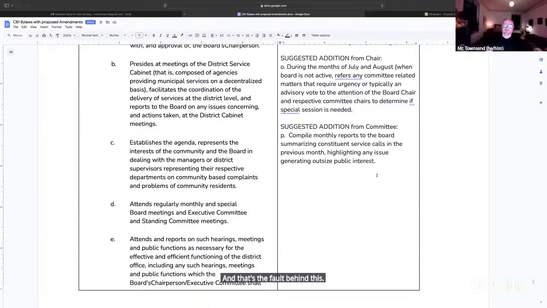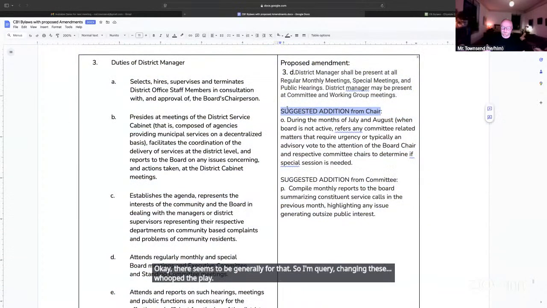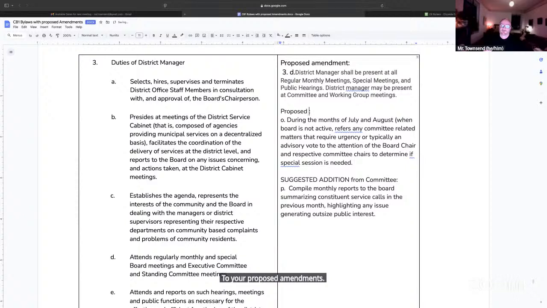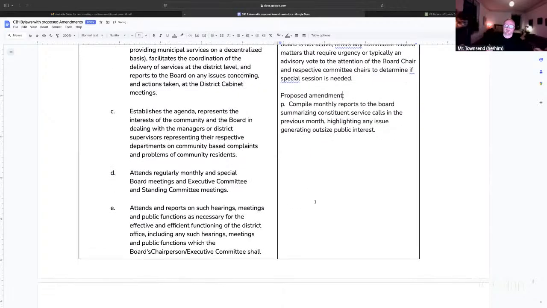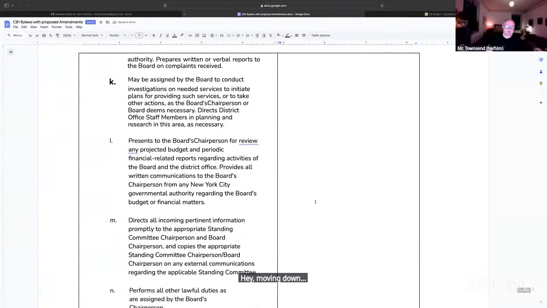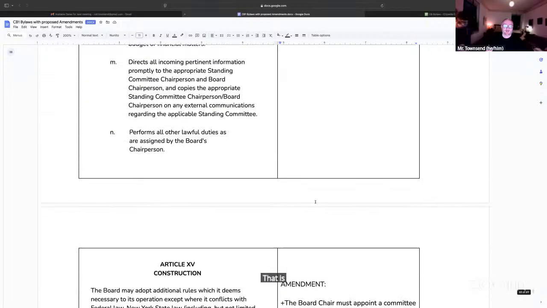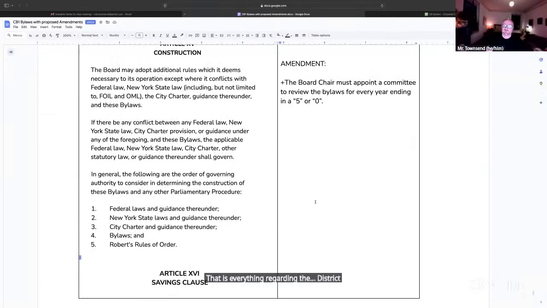Is there a discussion about this? Fernella is getting a thumbs up. Marie and Adam also. Okay, there seems to be general agreement for that. So I'm changing these to proposed amendments. Okay, moving down. That is everything regarding the district manager's responsibilities.